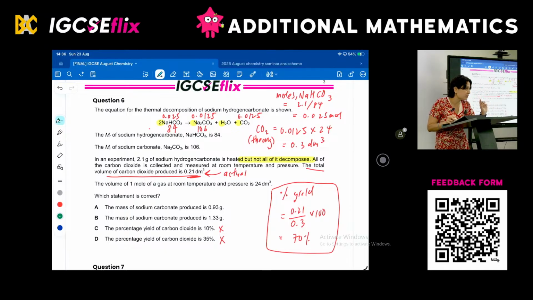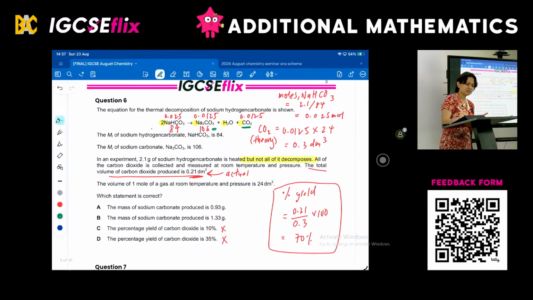Do you understand how I got 70%? Okay. If this one is 70%, is this one 70% or 100%? 70%. Get it? Okay. There's a few ways you can do it.